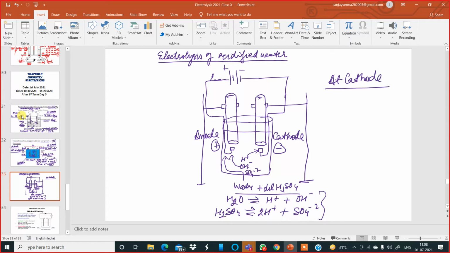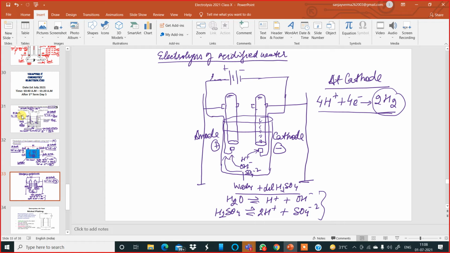At the cathode, let's take four hydrogen ions; they will gain 4 electrons and form 2 molecules of hydrogen. I am jumping the steps over here; instead of writing 4 times, I am writing in one shot. 4 hydrogen ions at the cathode will gain 4 electrons to form 2 molecules of hydrogen gas. So hydrogen gas is formed and it goes up over here.